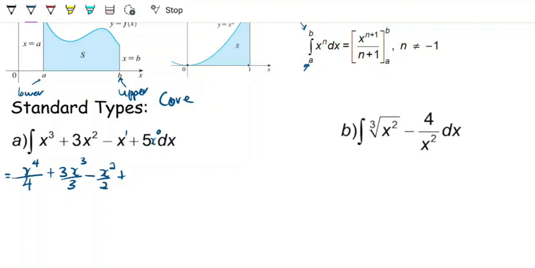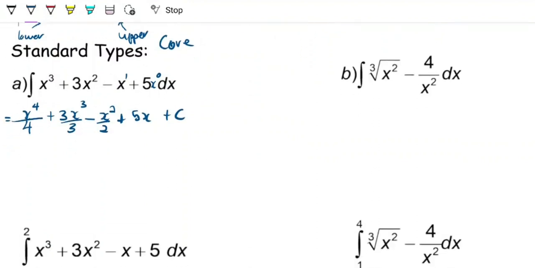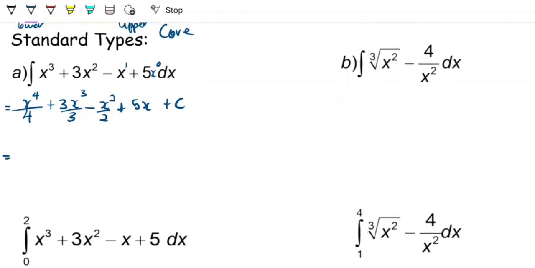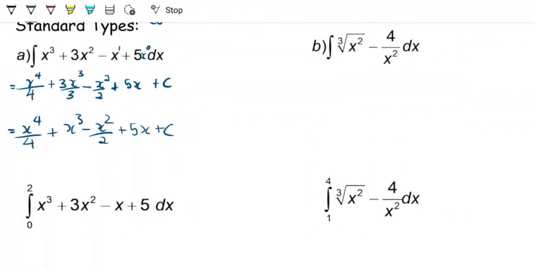Plus, if you have a constant, this is the same as saying 5 times x to the 0, and therefore you can increase that exponent. So that becomes 5x, and you always have to add your constant of integration, which is the value for c there. What you then do from there is try and simplify this expression for yourself. When you're simplifying, this becomes x to the 4 over 4. The 3's cancel out. You now have x cubed minus x squared over 2 plus 5x plus c. In many ways, this will then give you the integral of this expression, and then you'd be all done with this. So that is the integral.